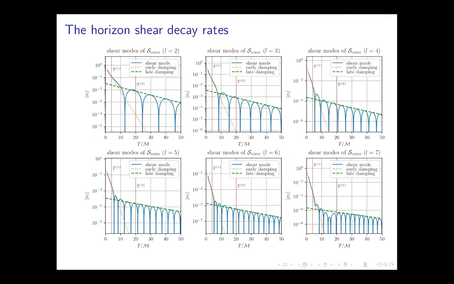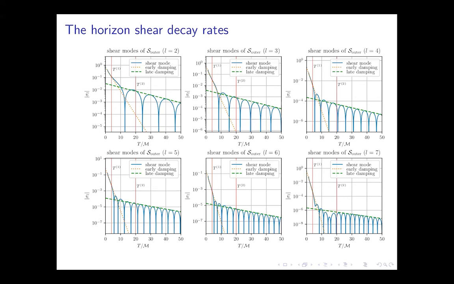These are plots of different shear modes. Starting from the top left to the bottom right, it shows you what the L equal to 2, 3, 4, 5, 6, 7 modes of the shear are doing as a function of time. For each of these plots, it's on a logarithmic scale. The y-axis shows the mode amplitude for the corresponding mode, and the x-axis is the time. These plots all start when the common horizon is formed.